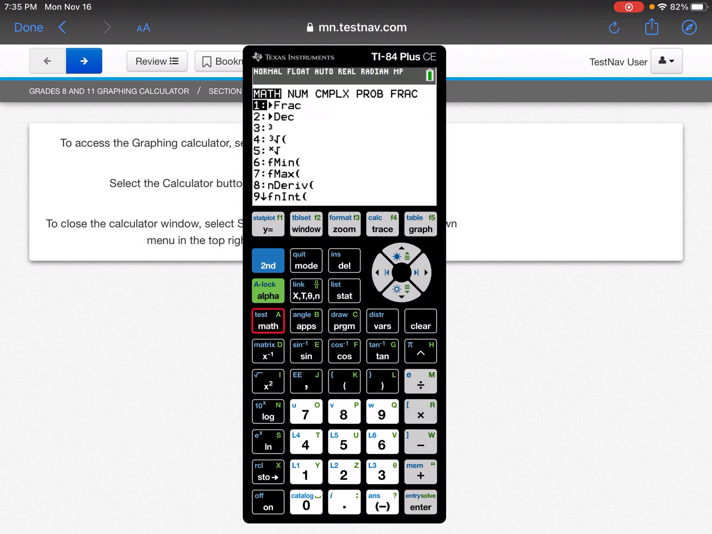You can press this math button. You'll notice the 4th one down there is cube root. The 5th one down, you can type in whatever you want. So let's say you want the 4th root of 81. Notice you get 3, okay?